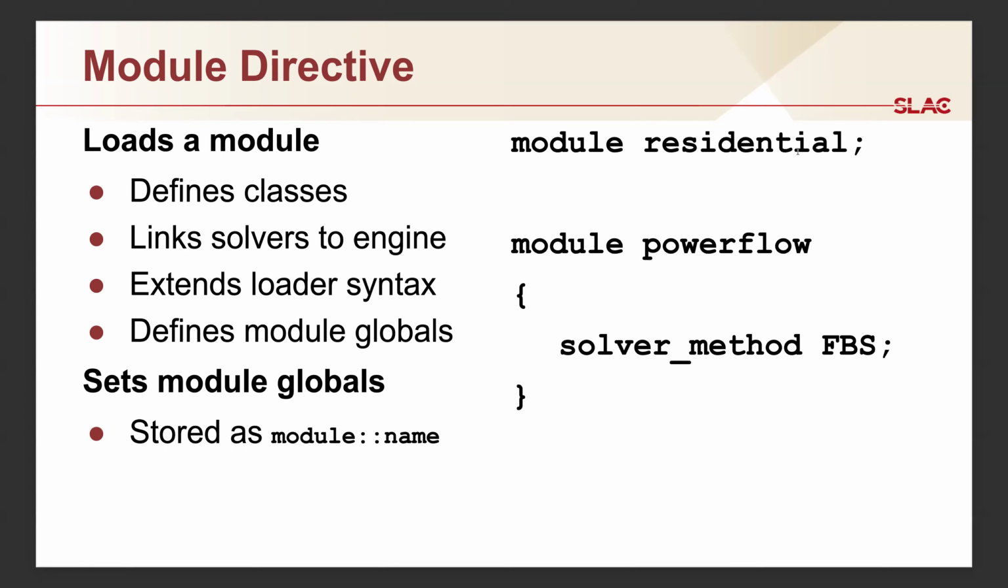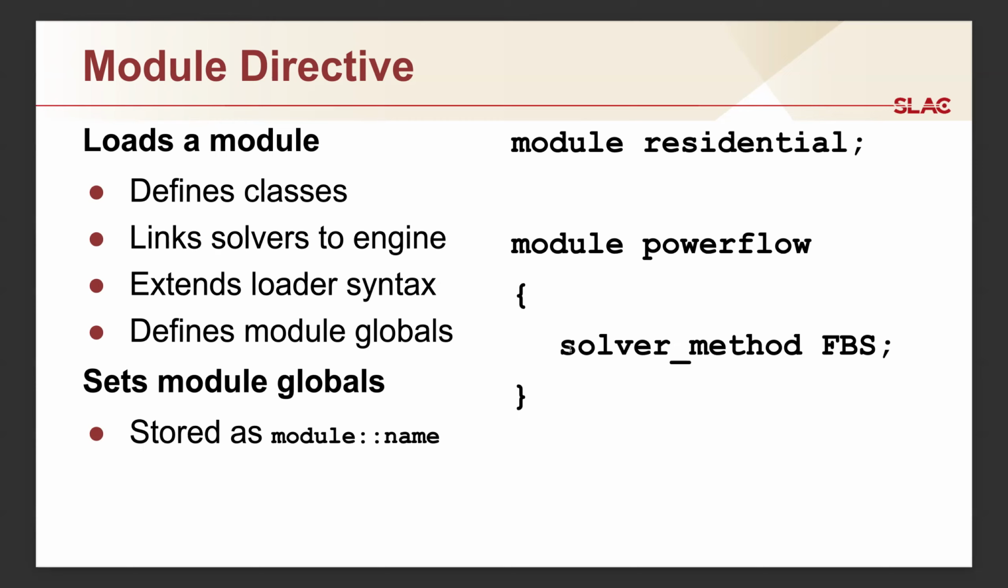So in this example, the first one is the residential module, which is associated with modeling residential buildings and a house in particular, and all of the associated classes of objects that you might find in a house, such as appliances and so on. The second example is the power flow module. This module loads all of the classes associated with modeling an electrical system, and the support infrastructure needed to solve power flow within an electrical system.